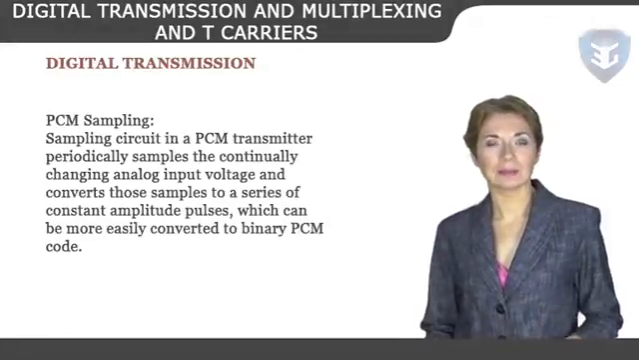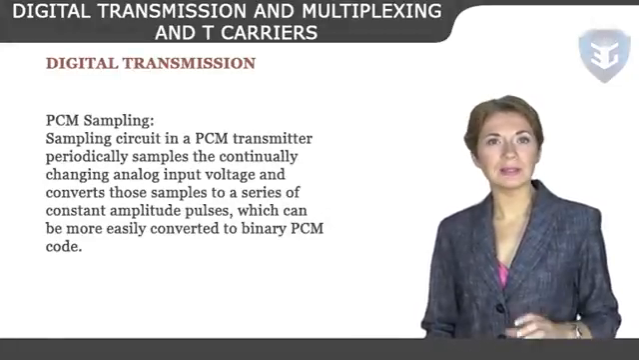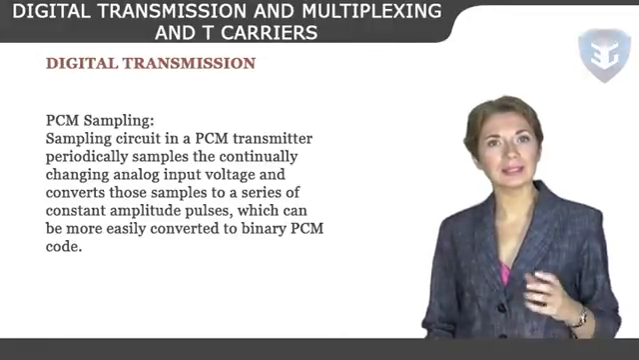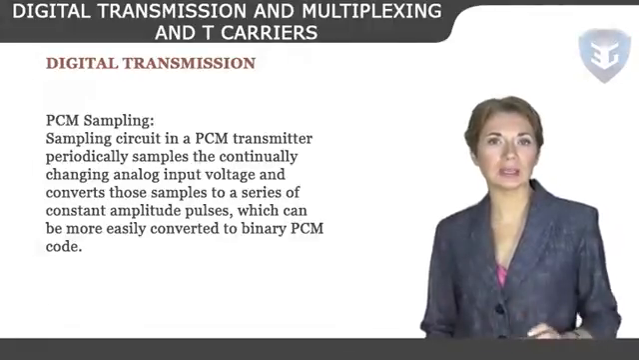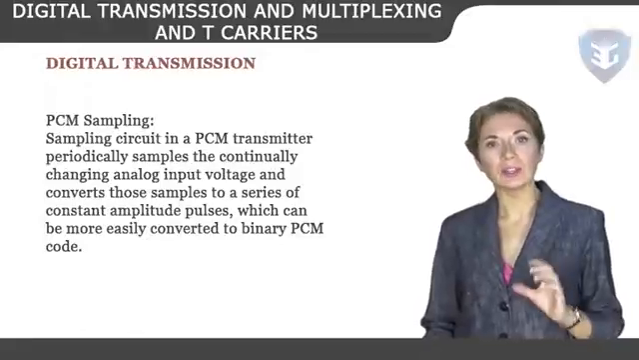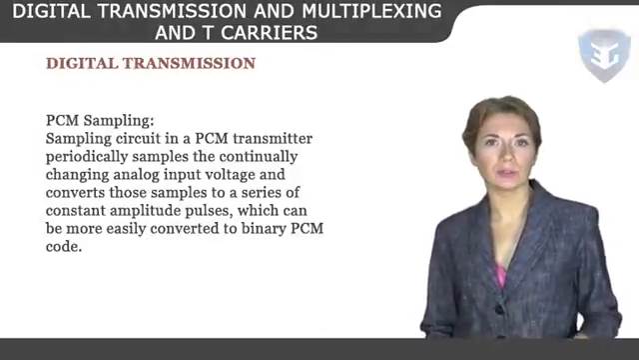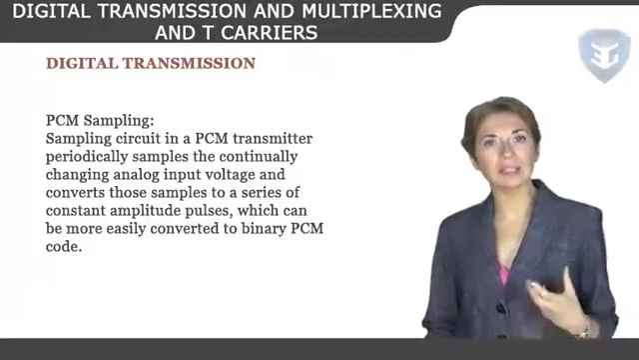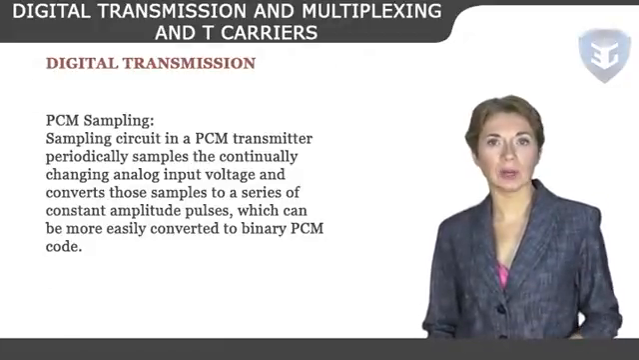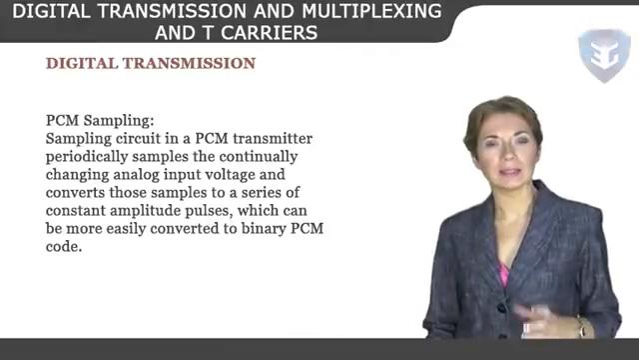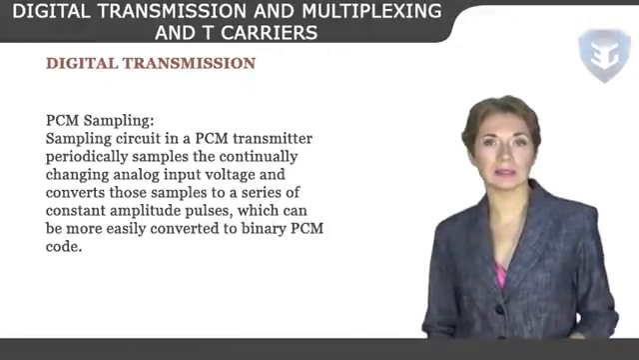PCM sampling. The sampling circuit in a PCM transmitter periodically samples the continually changing analog input voltage and converts those samples to a series of constant amplitude pulses, which can be more easily converted to binary PCM code. Two basic techniques to perform sampling exist.